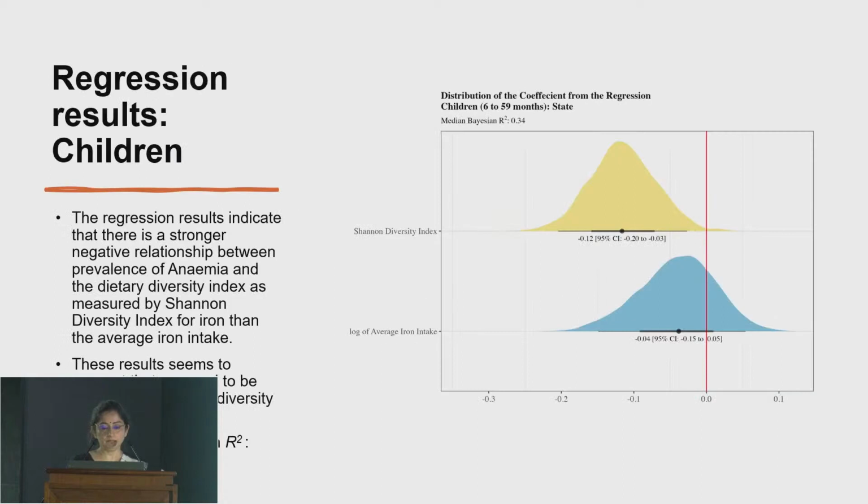This is the first regression result for children. What you have here is a distribution of the coefficient. The yellow distribution is the coefficient from the dietary diversity. The blue is from the dietary intake, daily intake. What you see is that anemia is more strongly negatively correlated with the diversity. So the more diverse the plate, it is associated with lesser incidence of anemia. So it's not just that we can keep feeding people more and more cereals in the form of fortification, but the impact is not going to be as much as if we are able to diversify the plate.